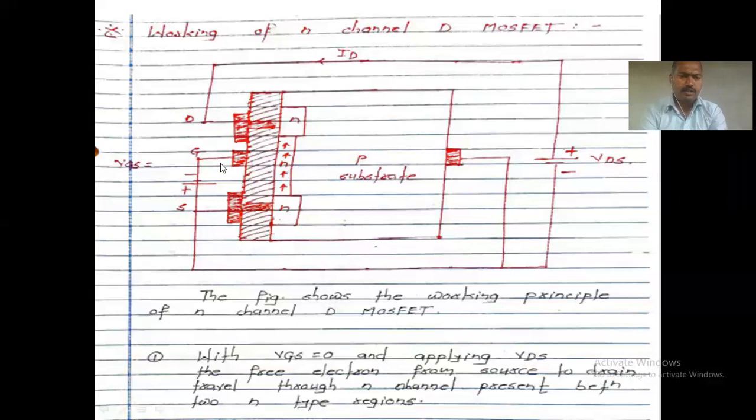Another thing, we apply a voltage between gate and source, and another voltage is provided between drain and source, that is VDS. The current flowing through the drain terminal is called ID, that is the drain current. We have seen the working of this configuration with respect to VGS as well as VDS. Initially we have considered VGS equal to 0.